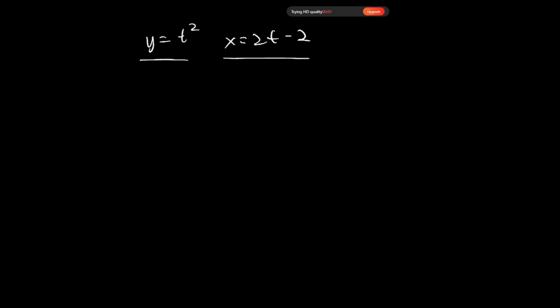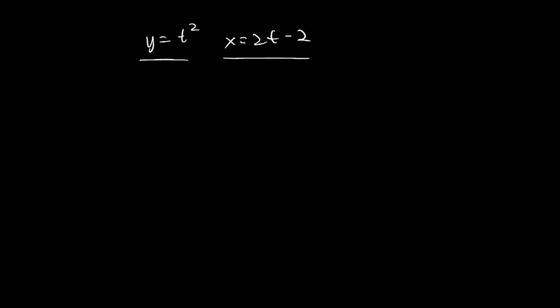So often you're going to get something like y is equal to t squared and x is equal to 2t minus 2. And you're going to have these two parametric equations. These are parametrics because they're both individual variables, but they're with respect to some parameter. The parameter here is t, and most of the time it will be t.